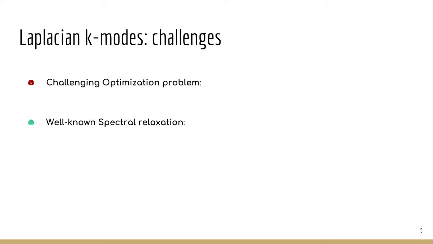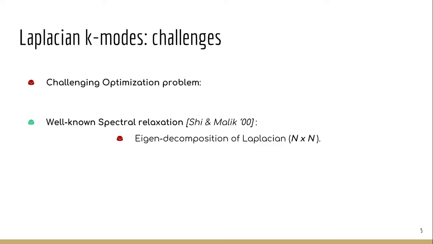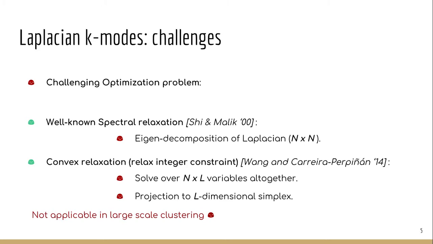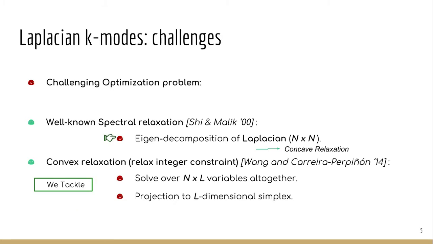Well-known spectral relaxation can be used, but it has limitations over computation and memory load when the n is very large, and making it scalable is an active research area. Relaxing the integer constraint gives the convex relaxation. However, they still need to solve over all the variables jointly with an overhead of simplex projection. Our main contribution is to give a concave relaxation, thus making it a parallel structure and avoiding the expensive simplex projection.